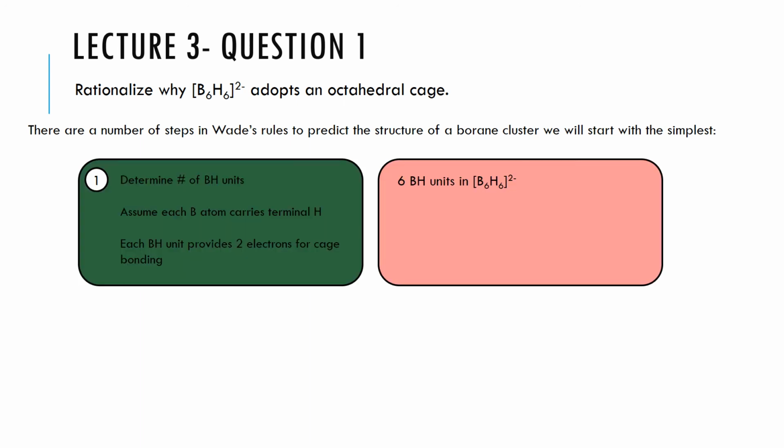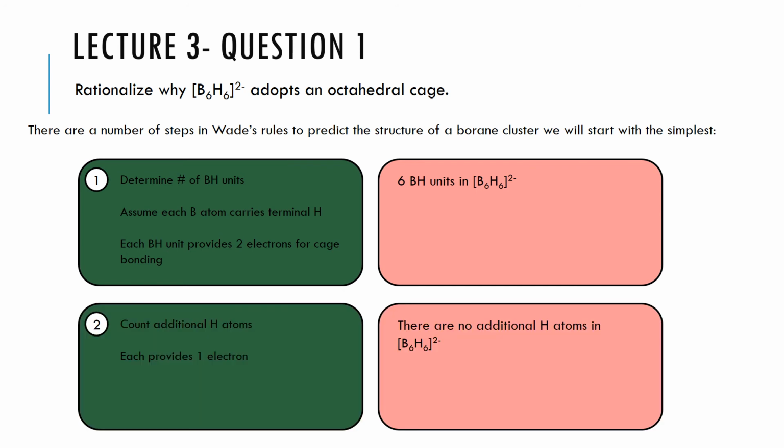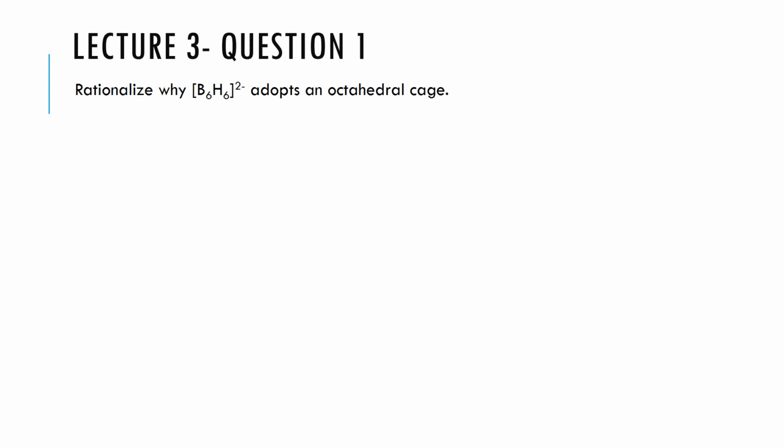The first thing we've got to do then is to determine the number of BH units. And we assume that each boron atom carries one terminal hydrogen atom, and therefore that each BH unit provides 2 electrons ready for cage bonding. So in B6H6 2-, we've got 6 BH units. We then count any additional hydrogen atoms that are present, and each additional hydrogen atom provides 1 electron for cage bonding. In B6H6 2-, there are no additional hydrogen atoms, so we don't have to worry about any more electrons from hydrogen atoms.